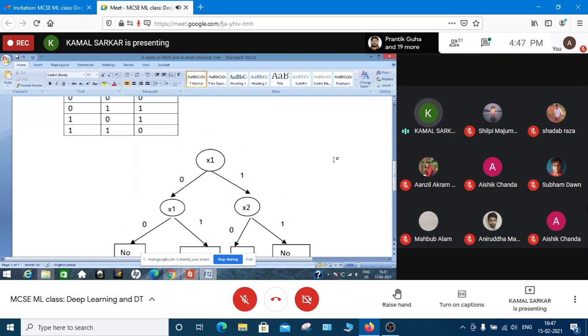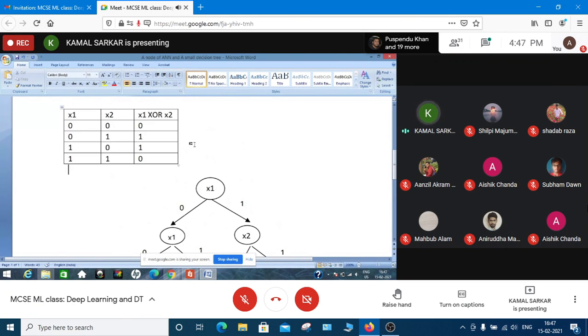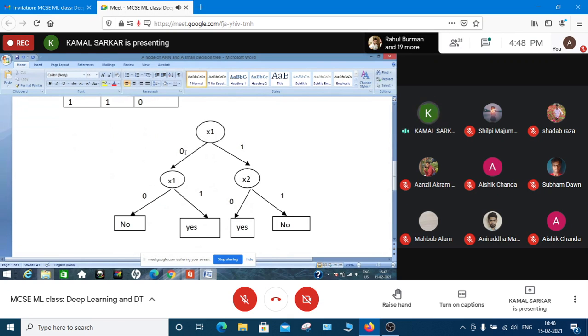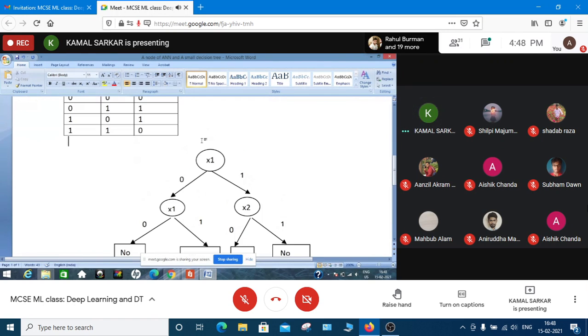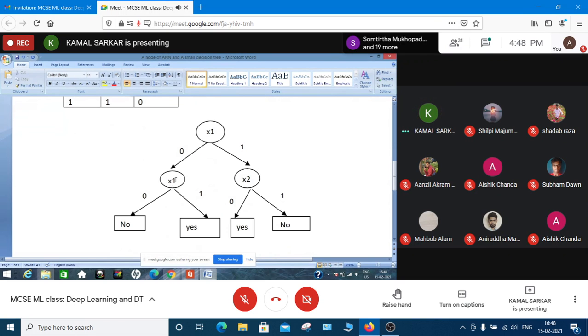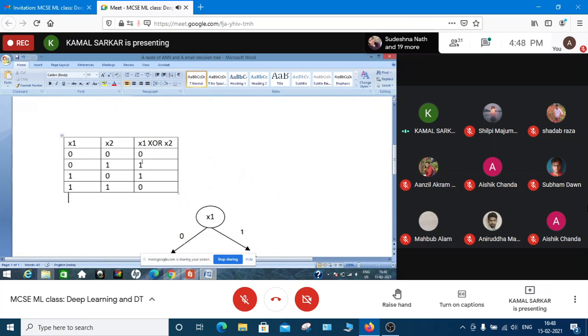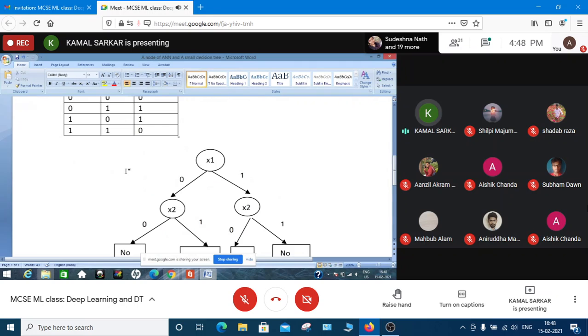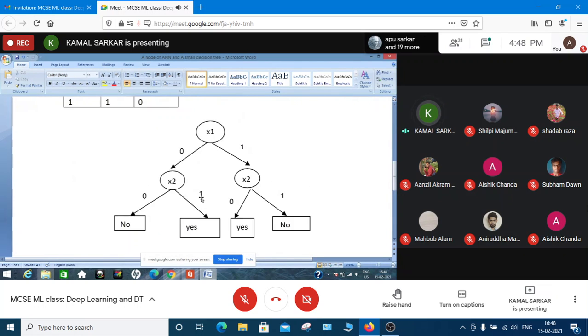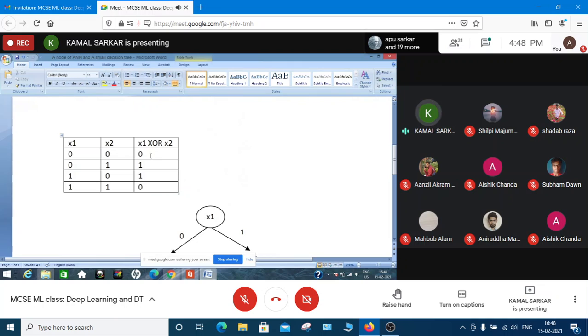Now you try to classify your training data set. You will get 100% results. If you give 0 0 here, these branches will be found: x1 equal to 0, x2 equal to 0, then classification no. x1 equal to 0, x2 equal to 1, classification yes.